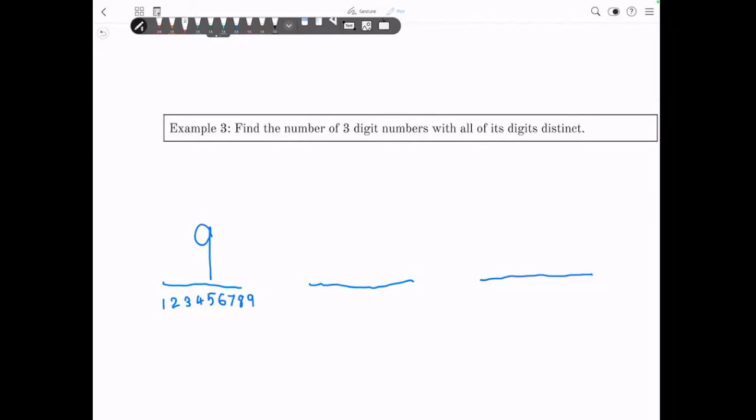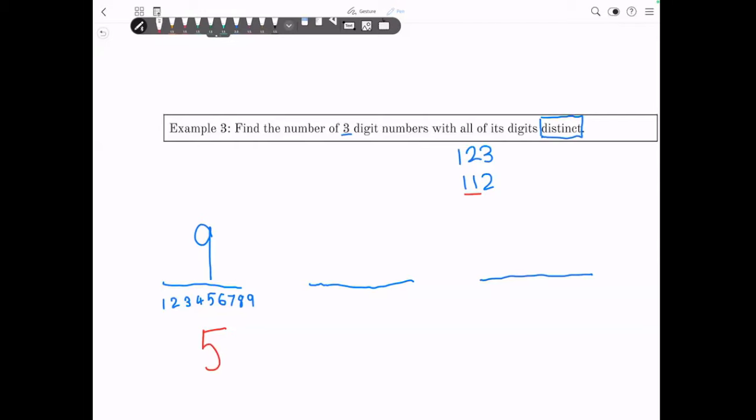Let's just say this digit was, for example, 5. Now we move on to the next digit. And notice here that the problem says find the number of 3-digit numbers that have all of its digits distinct. And basically what distinct means is they all have to be different. So for example, 1, 2, 3 would be a valid number, but 1, 1, 2 wouldn't, because these two digits right here are the same. So that's not allowed, because we want all the digits to be distinct or different.